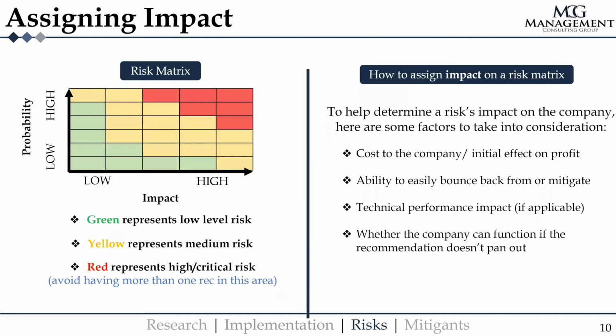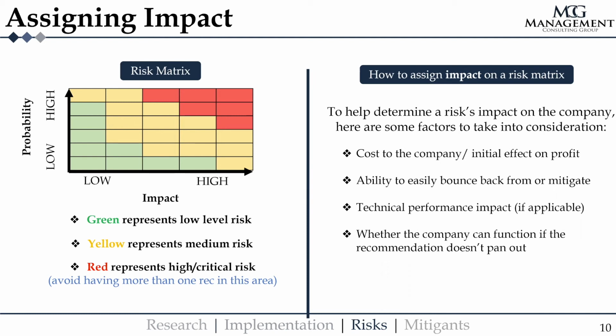So moving on, the next step would be to assign impact, and this is best done through a risk matrix, which you can see here. On one axis is the probability, on the other is impact. So it's designed nicely here. The green is sort of a low level risk, low probability, low impact. Yellow is that middle area with a medium probability, medium impact, and then red is that critical area. And in general, you're going to want to avoid having any recommendations fall into here if possible.